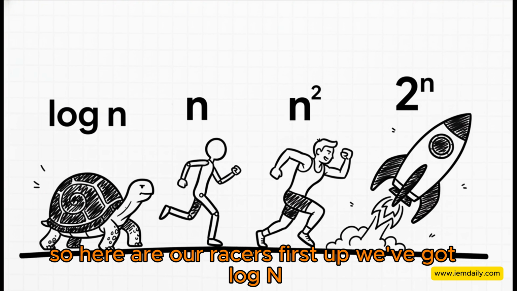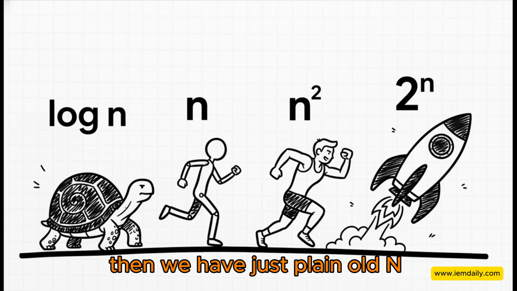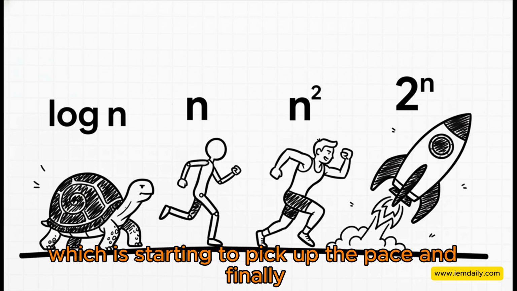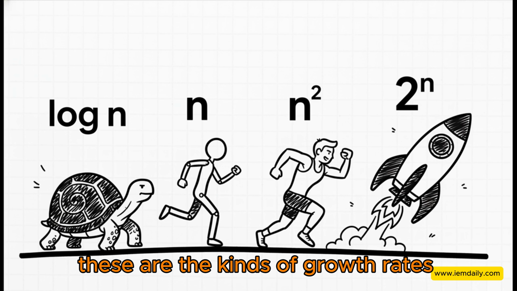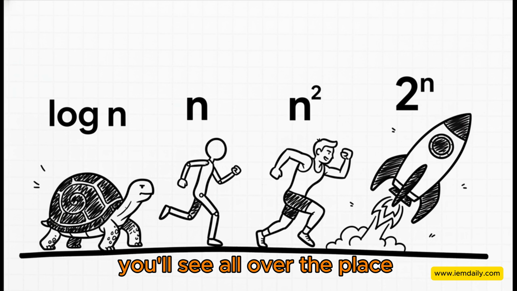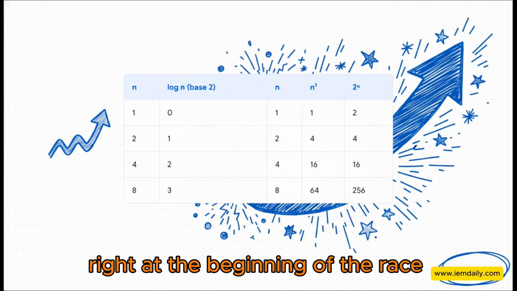All right, so here are our racers. First up, we've got log n. This one's the slow and steady type. Then we have just plain old n. Next is n squared, which is starting to pick up the pace. And finally, our exponential juggernaut, 2 to the power of n. These are the kinds of growth rates you'll see all over the place, so getting to know them is super important. So let's look at the scoreboard right at the beginning of the race.